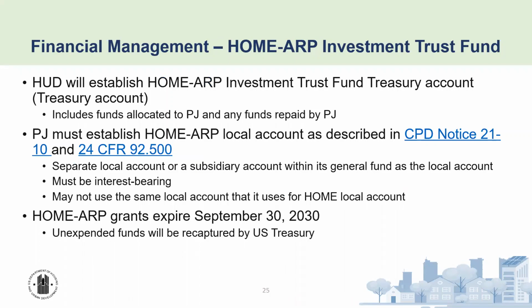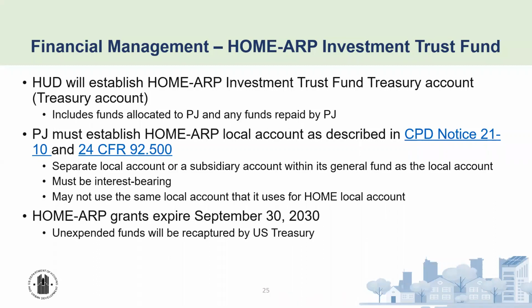Thanks, Danielle. I'm going to pick things up here with financial management and get right into it with the HOME-ARP Investment Trust Fund. So for each PJ, HUD will establish a HOME-ARP Investment Trust Fund Treasury account, which we'll refer to as the Treasury account for HOME-ARP funds. The Treasury account includes all HOME-ARP funds allocated by formula to the PJ, so the PJ's grant, and any HOME-ARP funds repaid by the PJ. And we'll talk about repayments here in a few minutes.